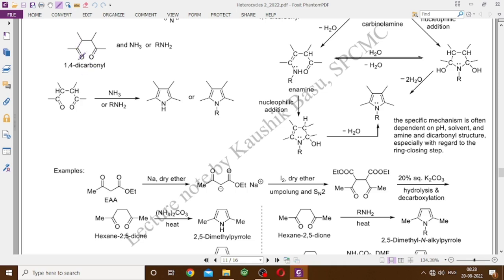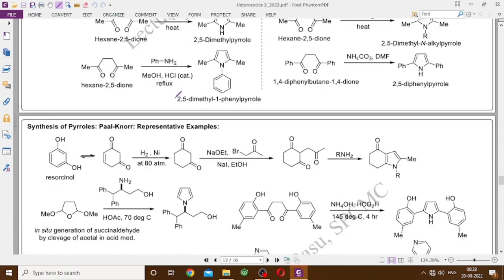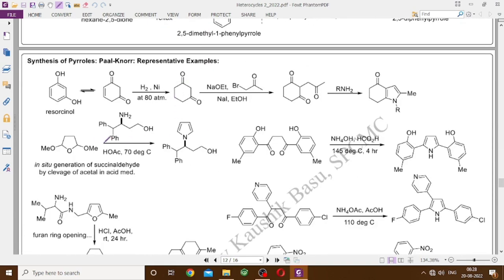But we know that primary amines and ammonia have a tendency of forming imine linkage with carbon-oxygen double bond, and therefore they have this nucleophilic activity. So this reaction is not surprising. This can very well happen. Here are a few more examples.